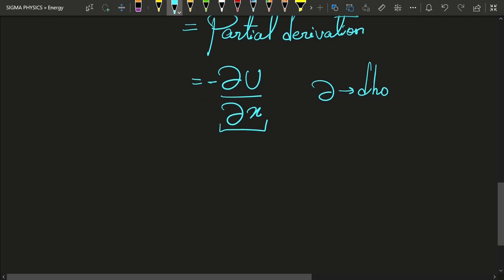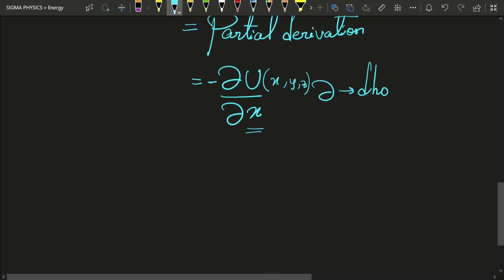Now let me quickly tell you how partial derivatives work. As we had assumed while defining this partial derivative, you have to take the derivative only with respect to X and treat Y and Z as constant, because this U is not only a function of X but also of Y and Z.